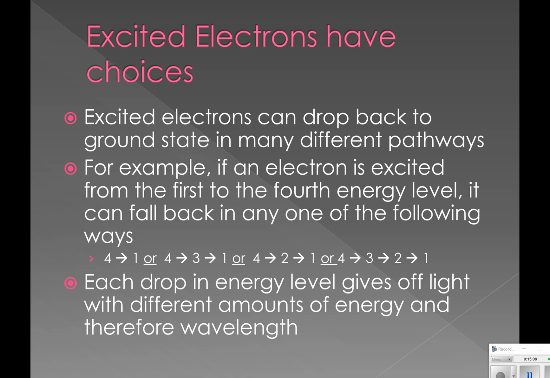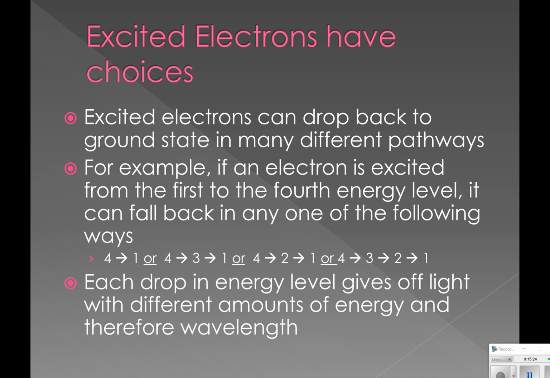Now those excited electrons that we saw in the simulator have particular choices. Once they get excited, they can drop back down to the ground state in several different pathways. If they jump up to the third, they don't have to drop from the third to the first. They can drop from the third to the second to the first.